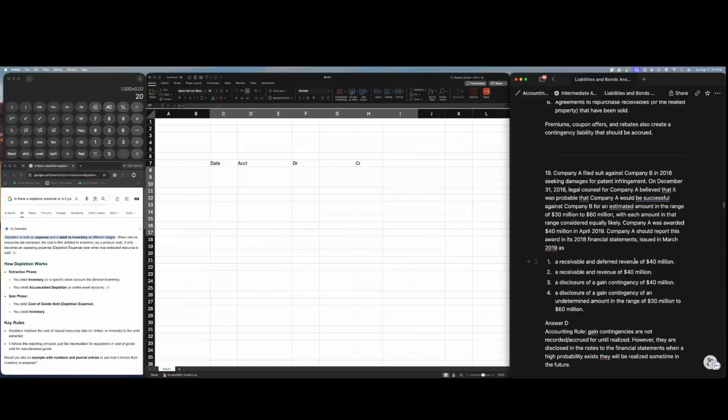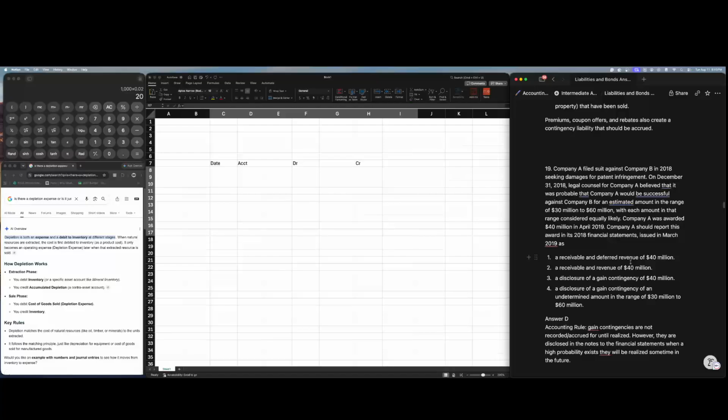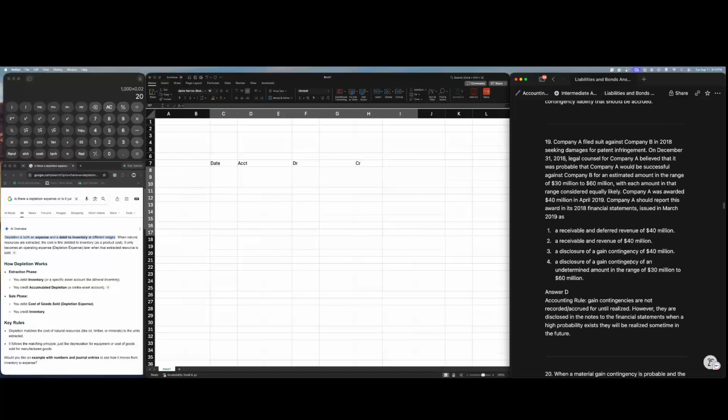So here's another estimation. Probable successful, estimated range of 30 million to 40 million, with each amount in that range equally likely. The company should report this award in its financial statements as a disclosure of a gain contingency of an undetermined amount.